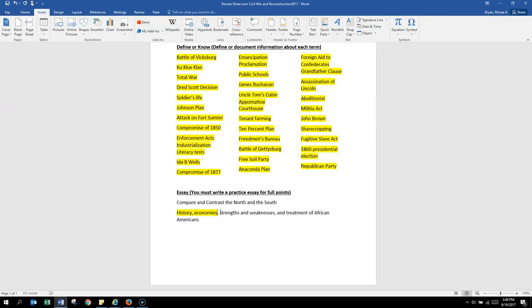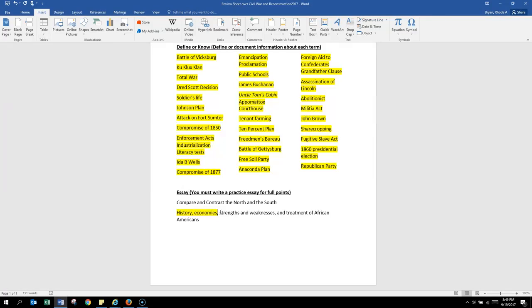We also have, when we look at economies between the North and the South, railroads, factories, population. Those types of things are things that we can compare and contrast between the North and the South. They're going to have more money in the North, less money in the South, more technology.